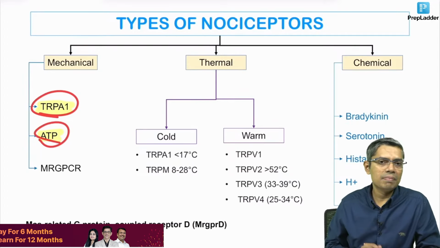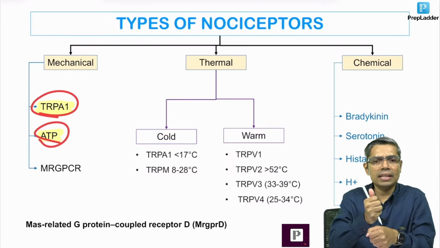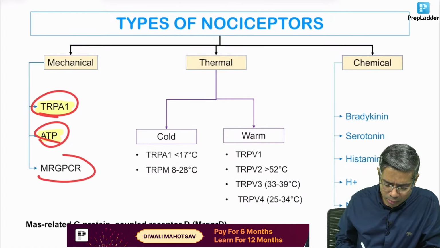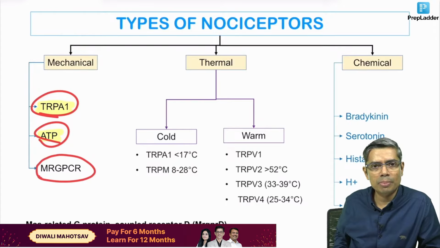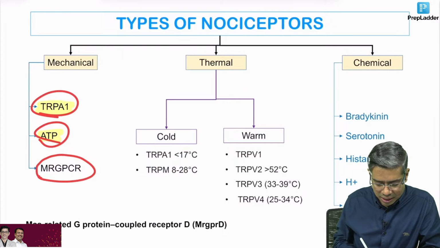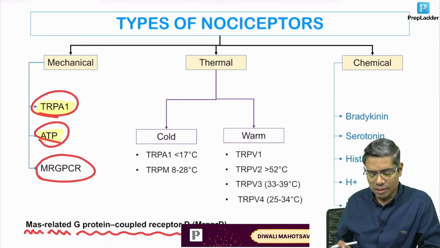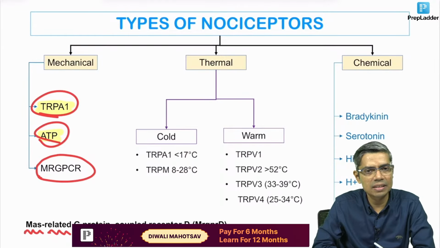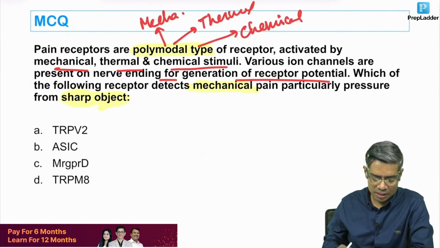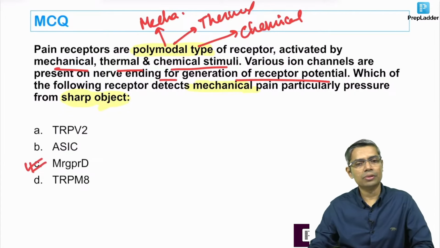But the question is very specific. Sharp pain, very sharp. So with a sharp instrument, you injected a pain. So this is particularly going to stimulate one special dedicated receptor for mechanical pain, that is MRGPCR, Mas-related G protein coupled receptor subtype D. That is the receptor which will be selectively stimulated by this. So that's why the answer of this question is C.